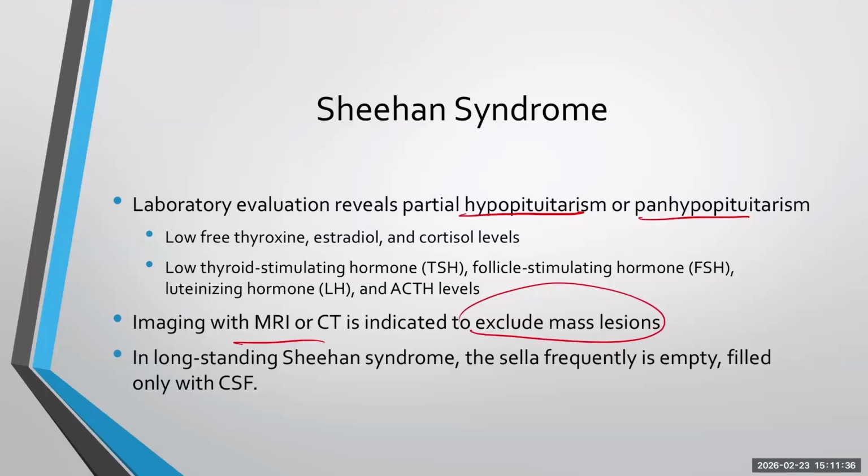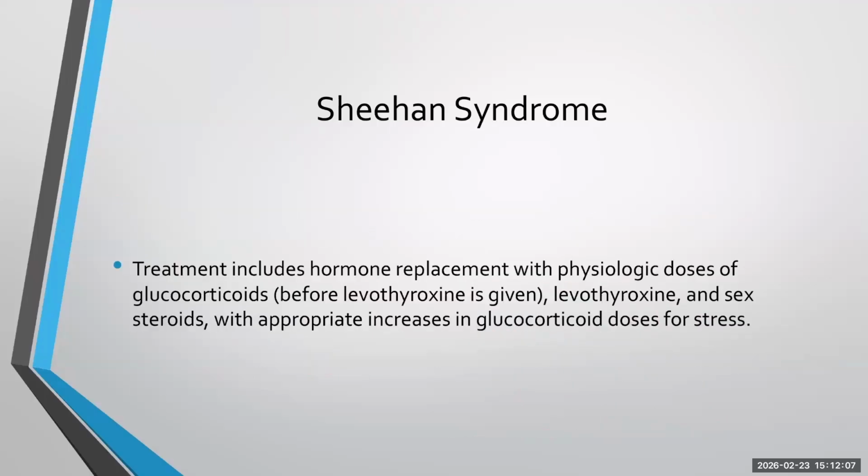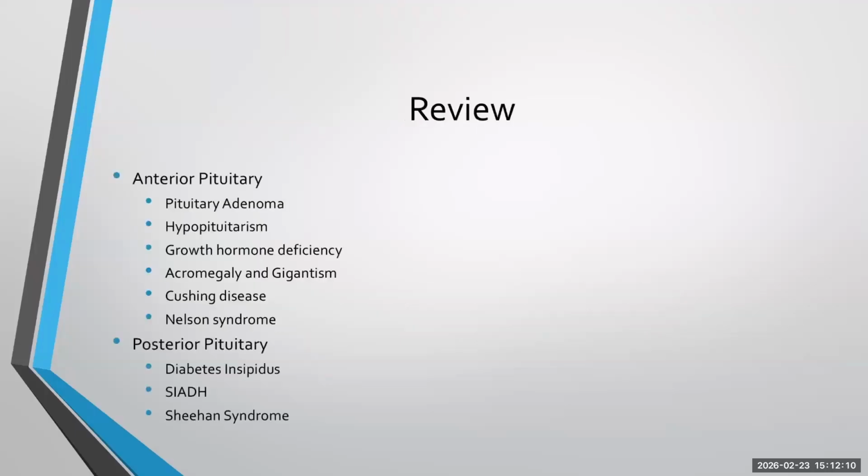Now, in long-standing Sheehan syndrome, you see what's called an empty sella. It's usually filled with CSF. So that sella turcica is where the pituitary gland sits, but it's empty now because the pituitary gland atrophied from the necrosis and the infarct that happened during pregnancy. So you're going to do a scan there, and where the pituitary gland should be, there isn't one. So it's an empty sella. So treatment, you just give them whatever they were low in.